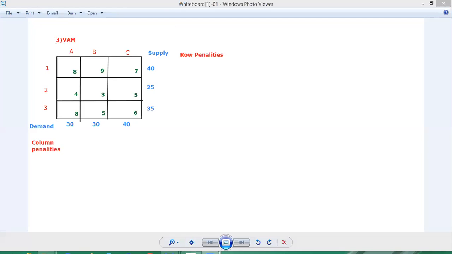To explain this Vogel approximation method or penalty method, I have taken the same example which we took for the northwest corner method and least cost method, where we had three supply points and three demand points. In the same way, the transportation costs are given from various sources to various destinations. To allocate resources to any particular cell, initially we need to find the row penalties and column penalties.